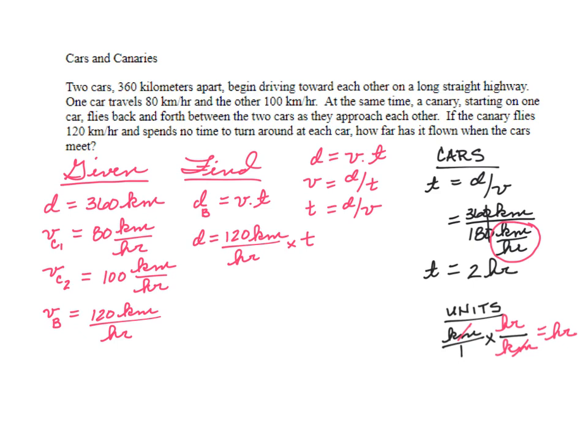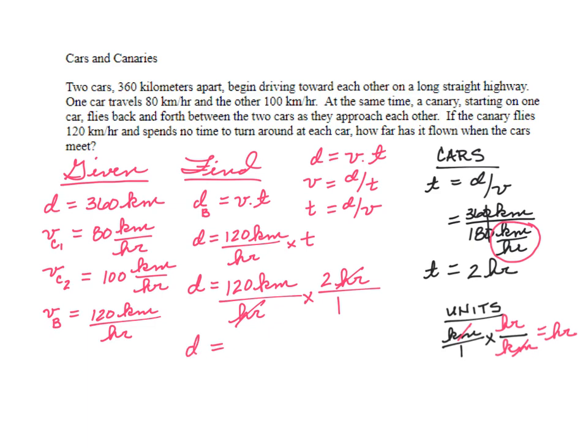So now that I have that time, that isn't just the time for the cars, remember that's the time for the bird also. So now I can come over to where I was doing my distance calculation for the Canary, and I can say 120 kilometers per hour. And I can now multiply that by a time of 2 hours. And I'll go ahead and put that over 1. And the hours are going to cancel. And I can see that the only unit left is kilometers. And that's what I want because I'm trying to find a distance.